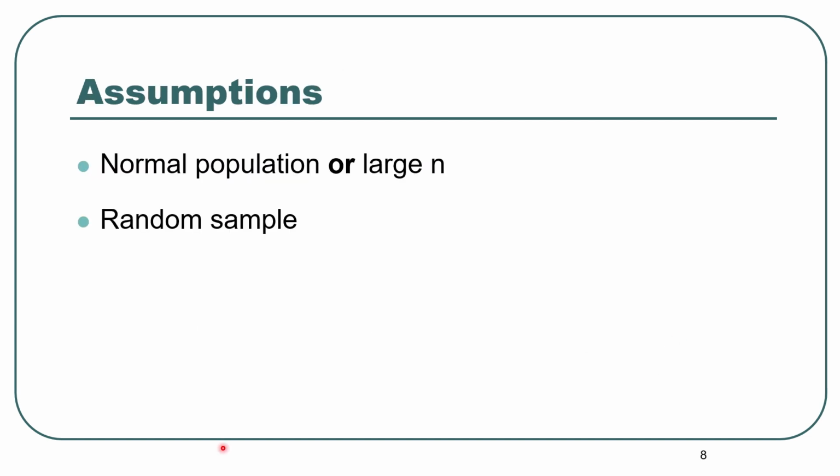These are the assumptions behind the interval. Normal population, or n is large enough, and large enough, as we discussed last lecture, is at least 30, and a random sample.